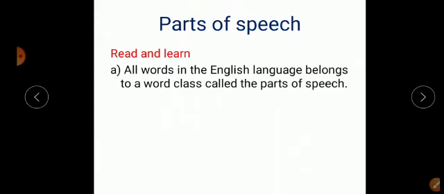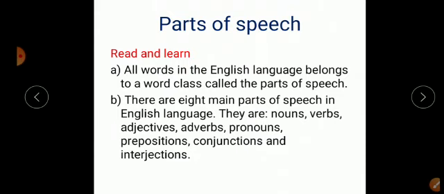Before that, let me tell you, words are divided into different kinds of classes. They are called parts of speech according to their uses or according to the work they do in the sentences. There are 8 parts of speech.